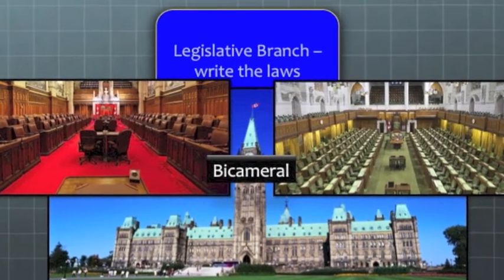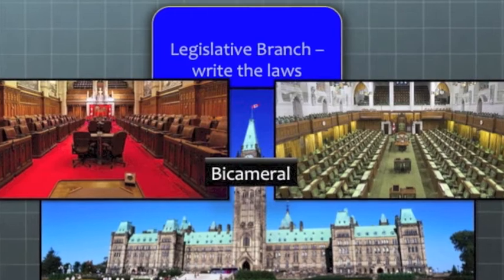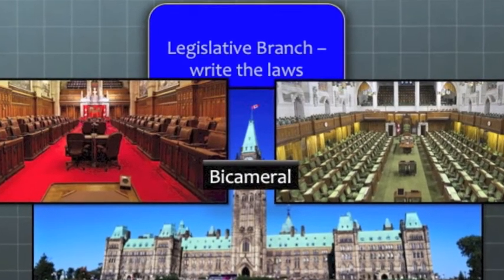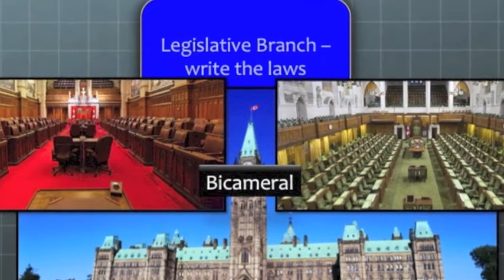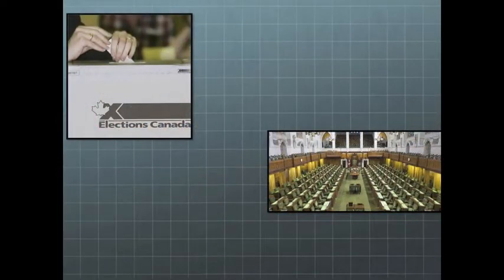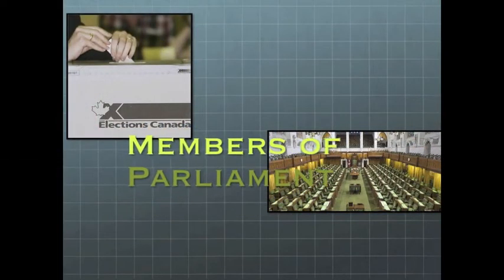So let's review some aspects of our legislative branch at the national level. We have a bicameral legislature, which means there's two houses or chambers that work on creating laws. Canadians get to elect the members of the House of Commons or Parliament, so they're known as MPs. This is where most of the lawmaking originates.